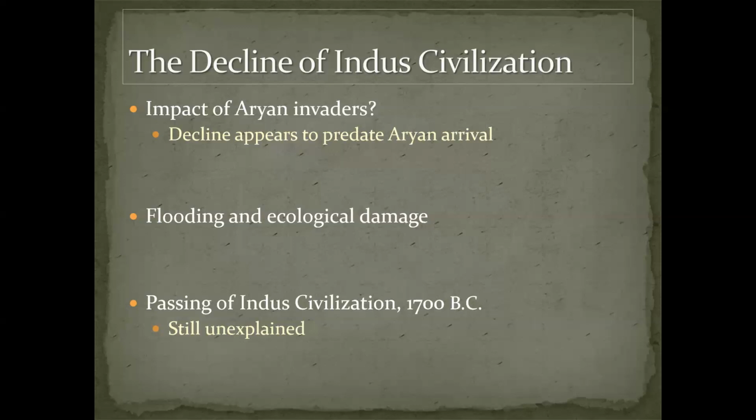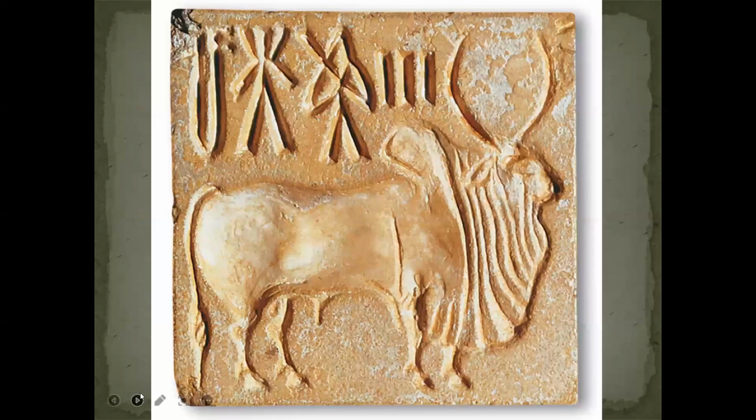That's one of the interesting things about this civilization. We just don't know enough about it. And so it passes into history around 1700 BC. Again, I'm not even sure, I don't think the Indian peoples themselves knew it existed. So, the mysterious Indus River Valley civilization.